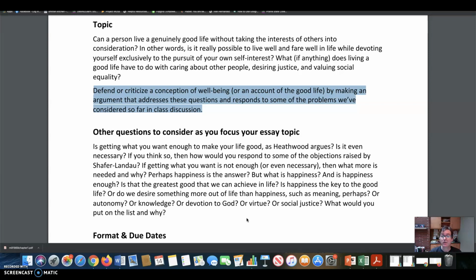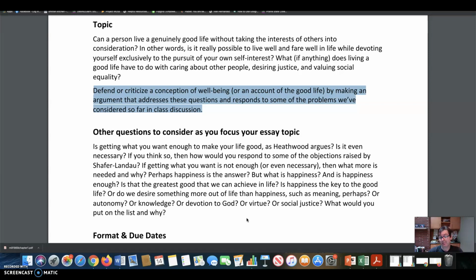How would you respond to some of the objections that Shafer-Landau raises to Heathwood's argument in his chapter from The Fundamentals of Ethics? If getting what you want is not enough, if you don't agree with Heathwood, or if it's not even necessary, then what more is needed? What more is needed than just getting what you want in order for your life to go well?